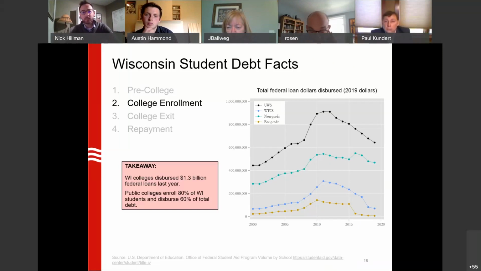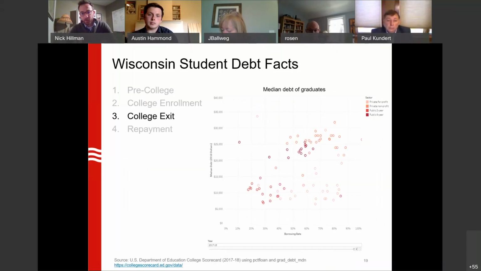And I think the takeaway that's pretty interesting here is that these map over with enrollment trends, because the only way you can get a loan is if you enroll in college. And so of course they're going to map over, but public colleges enroll about 80% of students in Wisconsin. They disperse about 60% of the debt. And so, think about different points in the sectors where debt trends might be looking different depending on different types of institutions.